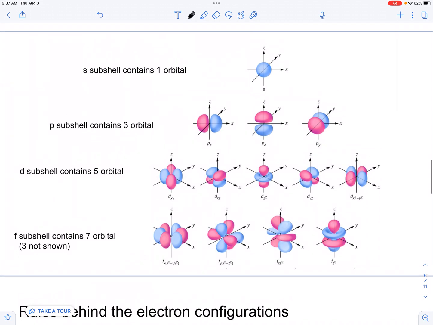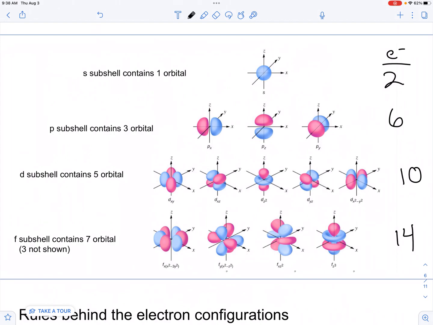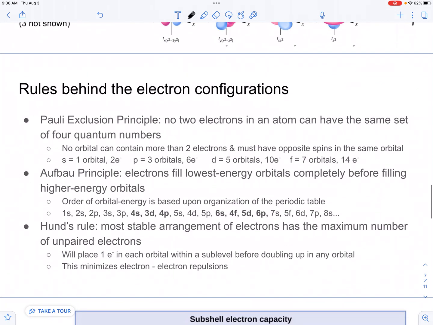So quick review, the different shapes of the orbitals. Like I said, you don't need to worry about committing this information to memory, but the S has 1 orbital in it. It can hold 2 electrons. The P subshell has 3 orbitals. Each can hold 2 electrons. The Ds have 5 orbitals. Each can hold 2 electrons. So the total number of electrons in each of the shells, you can have 2 in the S, 6 in the Ps, 10 in the Ds, and then 14 in the Fs, which of course correspond to the shape of the periodic table. Yep, so here are the rules.